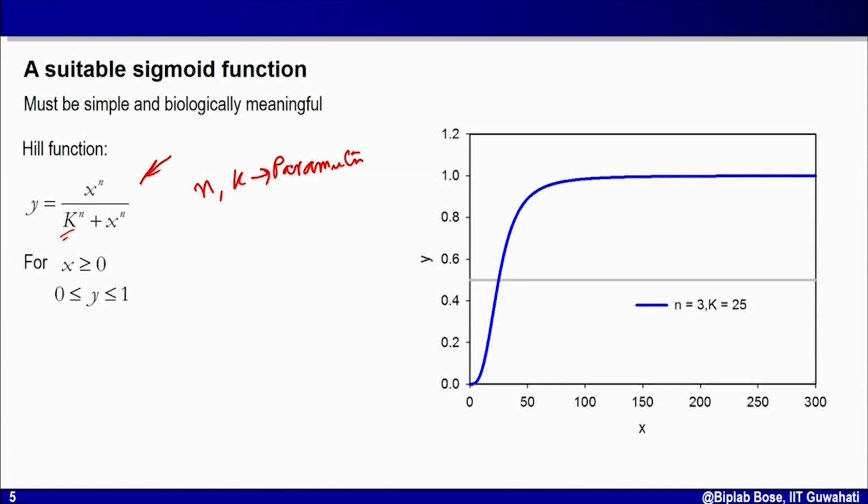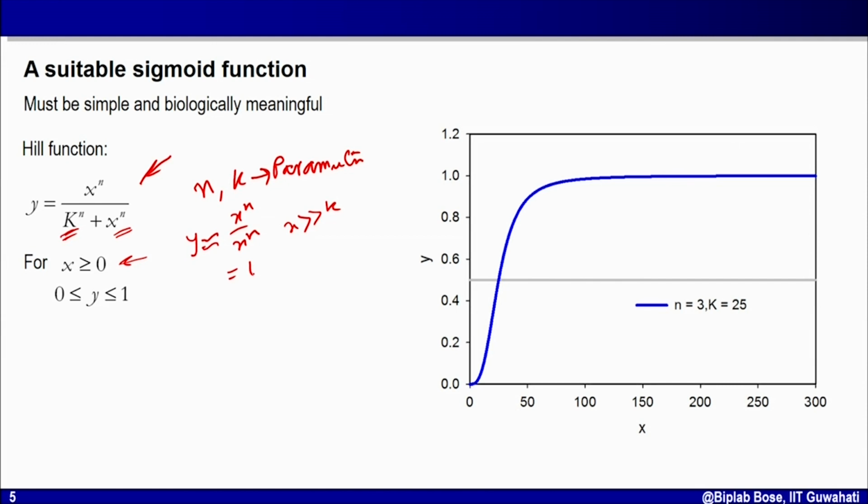If you look into this function, you can easily see that if x varies from 0 to any higher positive value, y will increase. Initially when x equals 0, obviously y equals 0, but as you keep on increasing x, y increases, but eventually when x becomes very large with respect to k, y becomes nothing but x to the power n by x to the power n, because x has now become very large with respect to k, so this becomes 1.